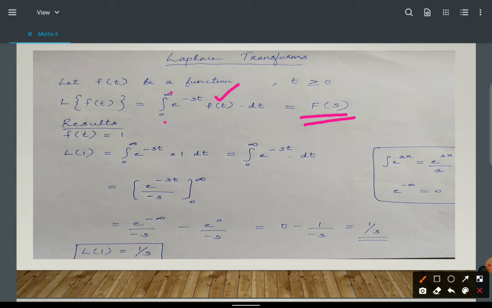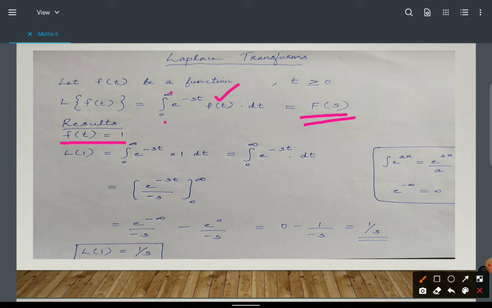ഇനി കുറച്ച് റിസൾട്ട്സ് നമുക്ക് പഠിക്കാനുണ്ട്. സോ വൺ ഓഫ് ദ റിസൾട്ട് ഇസ് f of t is equal to 1. നമുക്ക് f of tക്ക് 1 കൊടുക്കുമ്പോൾ നമുക്ക് കിട്ടുന്ന ആൻസർ എന്താണെന്ന് നമുക്ക് കാണാം യൂസിങ് ദ ഗിവൺ ഇക്വേഷൻ. നൗ f of t is equal to 1. അങ്ങനെയാണെങ്കിൽ ലാപ്ലേസ് ഓഫ് f of t, ദാറ്റ് ഇസ് ലാപ്ലേസ് ഓഫ് 1.